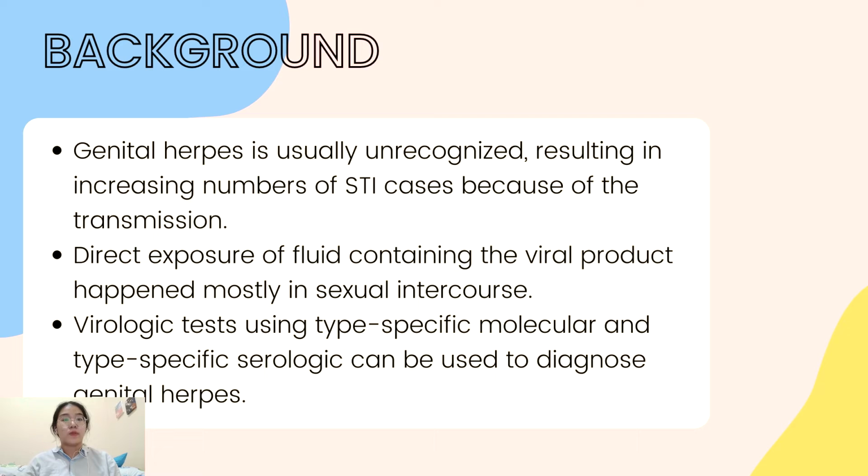Most people with genital herpes usually appear asymptomatic and unrecognized, thus resulting in increasing numbers of STI cases because of the transmission to neonates or sex partners. Exposure to the fluids containing the viral product from a seropositive individual often happens in sexual intercourse. Virologic tests using the type-specific molecular and type-specific serology can be used to diagnose genital herpes.